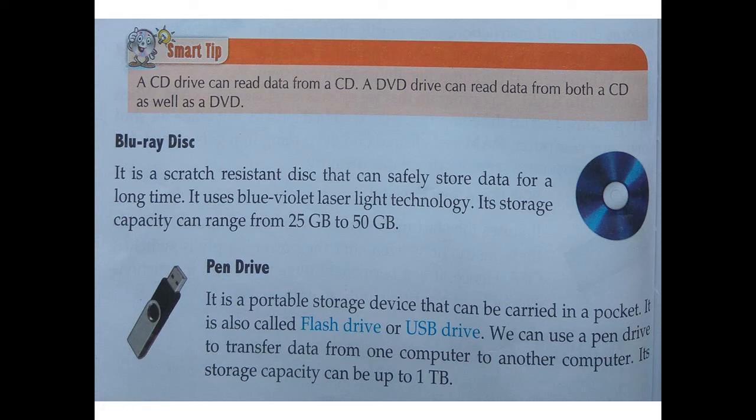I think you all have seen this pen drive, and uses of pen drive you know very well. It is a portable device. It is a portable storage device that can be carried in a pocket. It is also called flash drive or USB drive. So pen drive has three names: pen drive, flash drive, or USB drive. All are same. We can use a pen drive to transfer data from one computer to another computer. Its storage capacity can be up to 1 TB. 1 TB pen drive you can get from market.